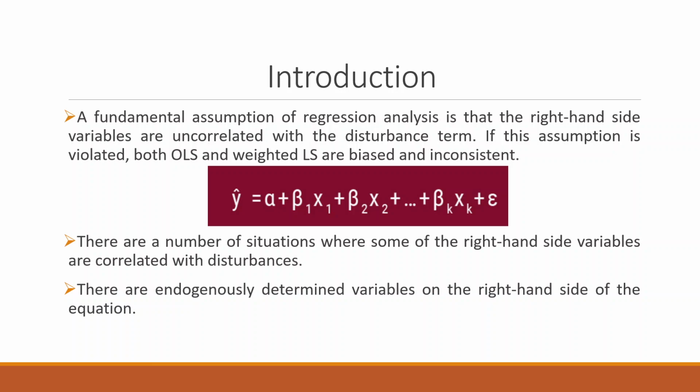A fundamental assumption in regression analysis is that the right-hand side variables are uncorrelated with the disturbance term. For example, in this equation, our basic assumption is that x1 is not correlated with the error term. If this assumption is violated, both OLS, that is ordinary least square, and weighted least square are biased and inconsistent. There are a number of situations where some of the right-hand side variables are correlated with the disturbance. So x1 is correlated with the error term. There are endogenously determined variables on the right-hand side of the equation.